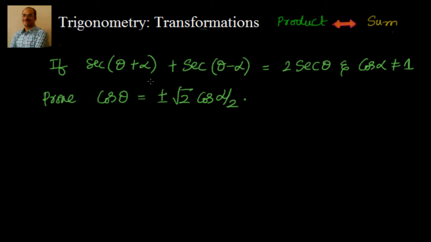If secant of theta plus alpha plus secant of theta minus alpha is equal to 2 secant theta, and cos alpha is not equal to 1, prove cos theta equals plus or minus root 2 cos alpha by 2.